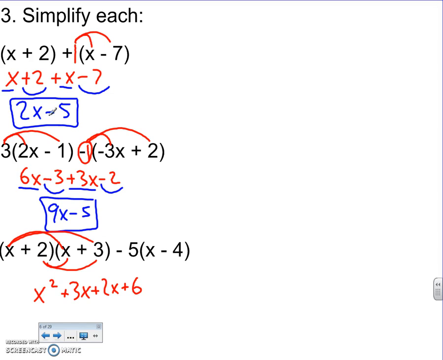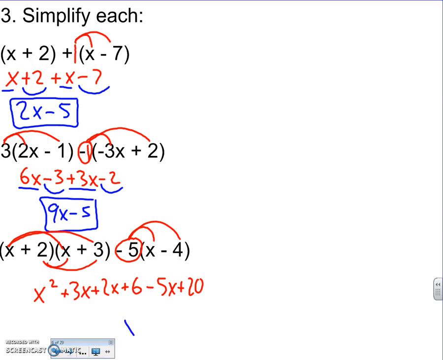Alright, and then for the second parentheses, it doesn't matter. I have to distribute it's -5. Make sure you distribute it with the negative sign. So it's going to be -5x plus 20. Combine like terms and you're done. But basically we're trying to get rid of the parentheses as fast as possible. Just take one step.